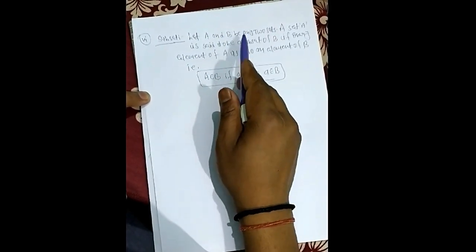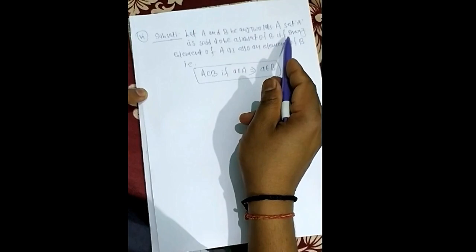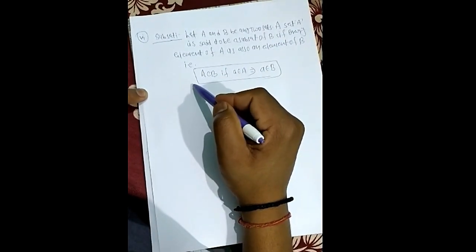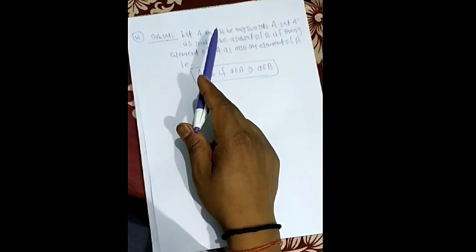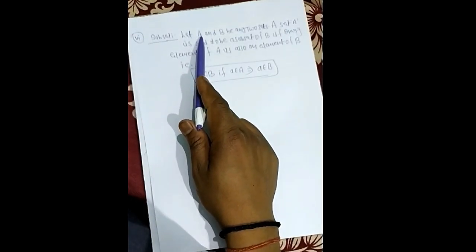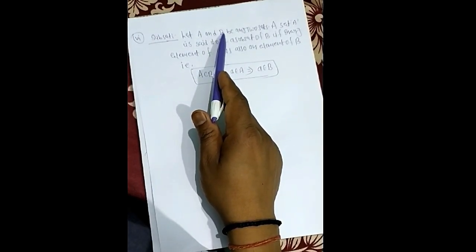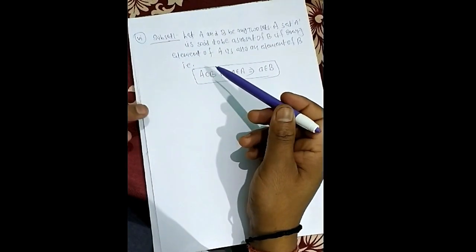Let A and B be any two sets. A set A is said to be a subset of B if every element of A is also an element of B. It means that here, with two sets A and B, every element of set A is also contained in set B. Then we can say that A is a subset of B.